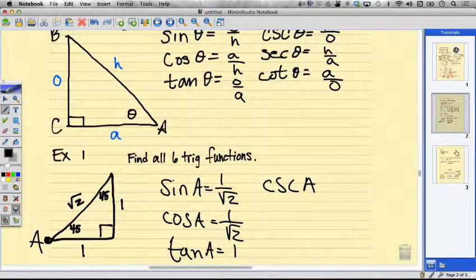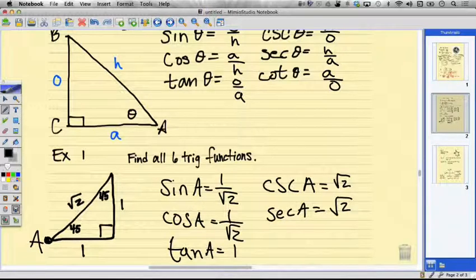That's easy. We go back and we can look over here at this side and we can tell you, well, if that's that way, I'm just going to flip this thing over to get whatever's at cosecant. So we have the square root of 2 over 1, and then secant of A is going to be equal to the square root of 2, and then cotangent of A is going to be also equal to 1.